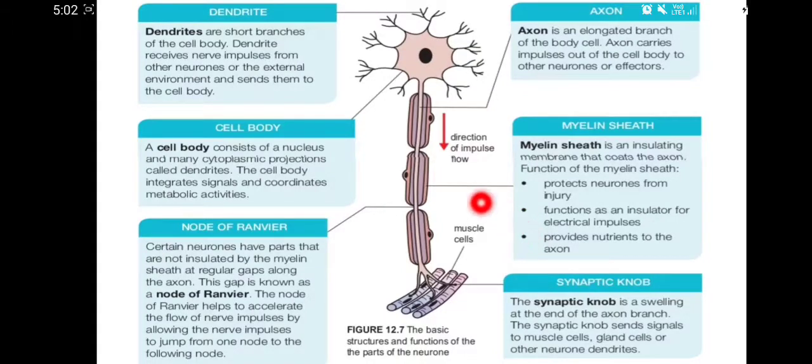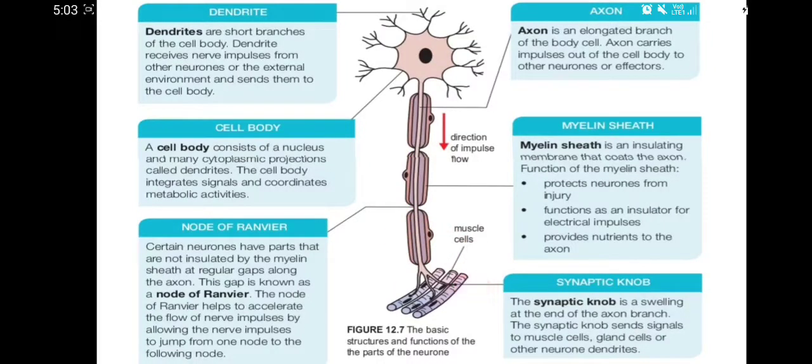And then here we can see the node of Ranvier. The node of Ranvier is the part of the axon that is not insulated by the myelin sheath. You can see here it is not covered by the myelin sheath. This gap is known as the node of Ranvier. The node of Ranvier helps to accelerate the flow of nerve impulses by allowing the nerve impulses to jump from one node to the following node. So remember the functions of the node of Ranvier.